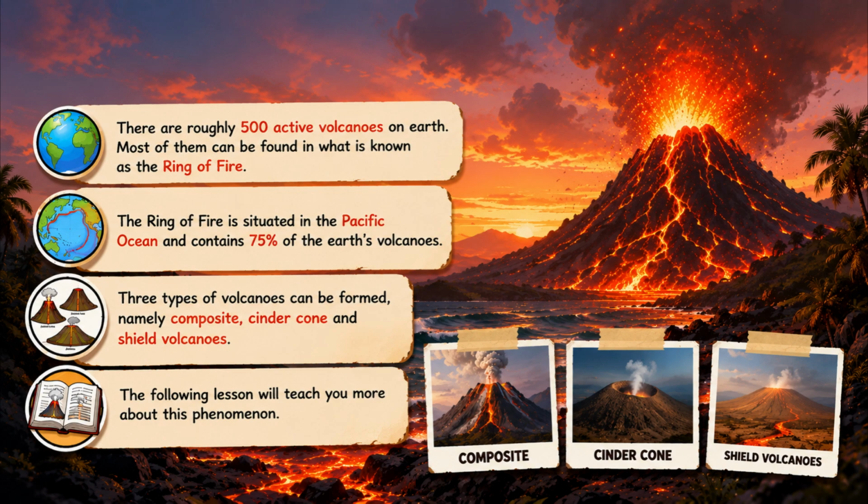There are roughly 500 active volcanoes on Earth. Most of them can be found in what is known as the Ring of Fire. The Ring of Fire is situated in the Pacific Ocean and contains 75% of the Earth's volcanoes. 3 types of volcanoes can be formed, namely composite, cinder cone and shield volcanoes. The following lesson will teach you more about this phenomenon.